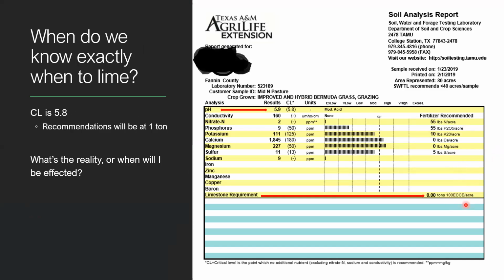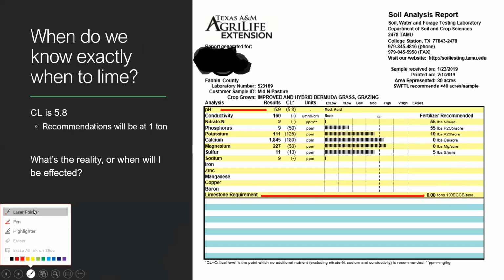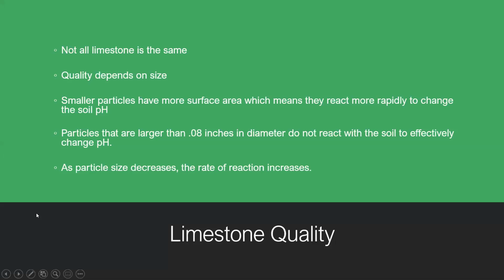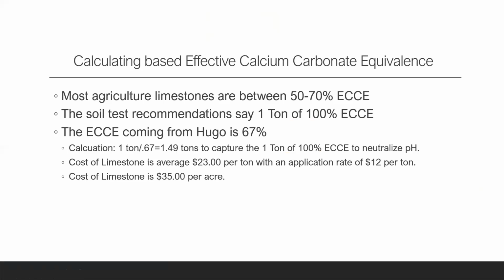You notice right here in this area, the bottom right-hand side of the yellow and white chart there in the center, we see 100 ECCE per acre. Effective calcium carbonate equivalent is what that's referred to. And what it means is basically the degree of fineness of that limestone. So whenever you purchase limestone or somebody purchases limestone and applies it for you, most of the agricultural limestones that we see on the average is going to be somewhere between 50 to 70% ECCE.